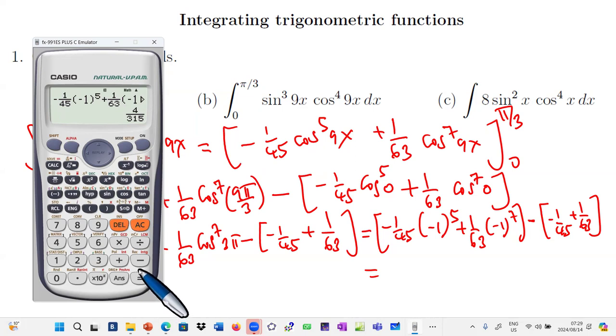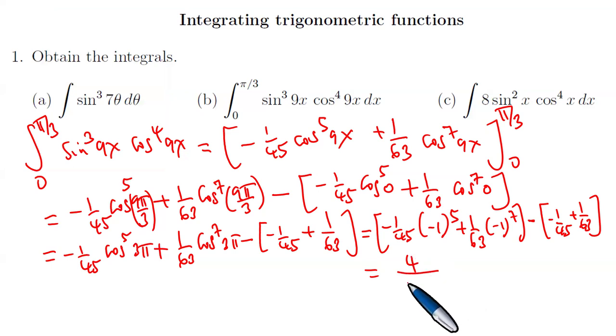But now the answer becomes 4 over 315. We're getting 4 over 315 if we simplify everything. So we need to check this one, if it is correct. Yeah, 4 out of 315 is the correct answer.